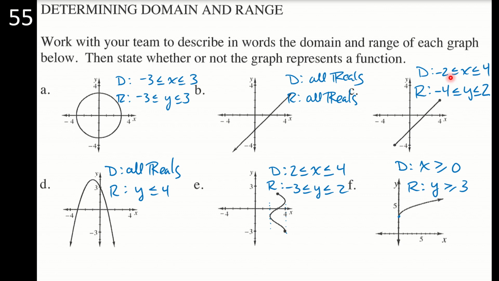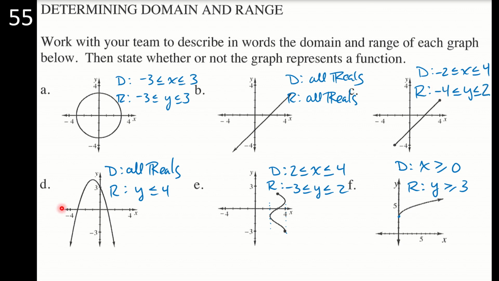So x's are those things that are larger than or equal to -2, and less than or equal to 4. And then my range is from -4, the smallest value, up to +2. So I can get everything from smallest to largest. And notice when I write these down, I always put the smallest thing off to the left and the larger thing off to the right.